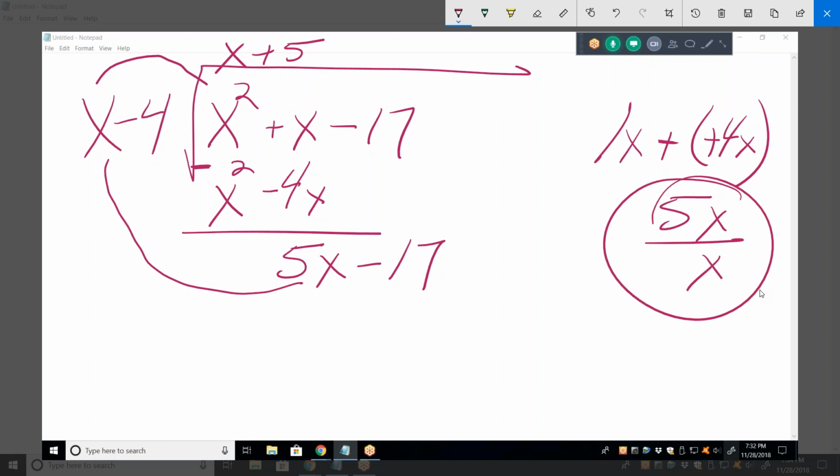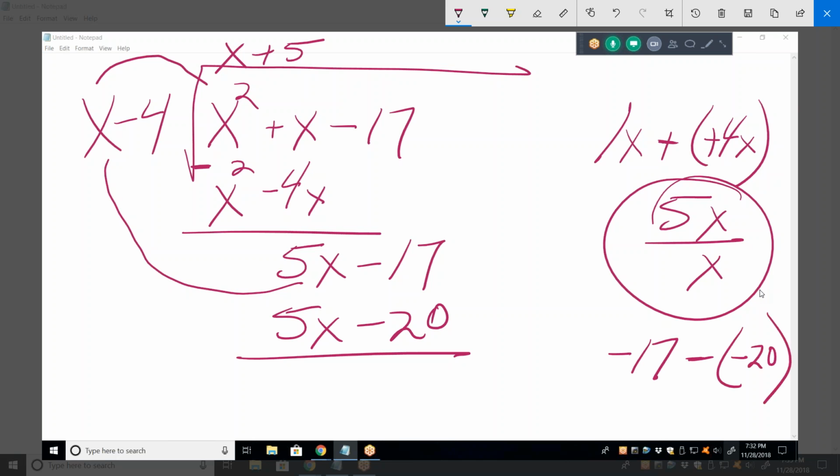Now I take the 5 and I multiply it by both terms. So I get 5x minus 20. Then I subtract. What do I get when I subtract? Negative 37? No, you were closer the first time. You got minus 17 minus a minus 20.